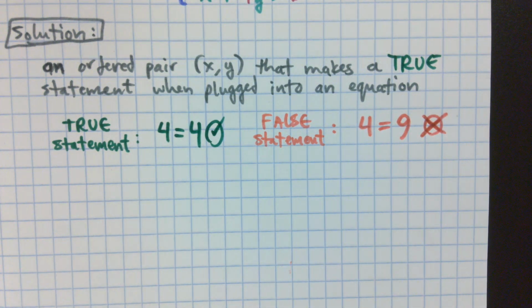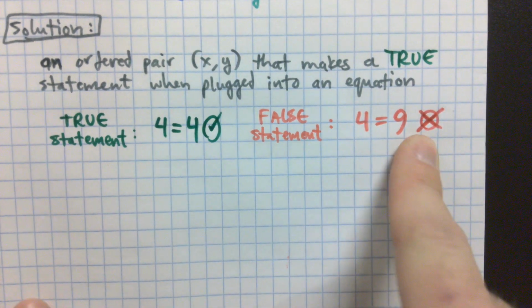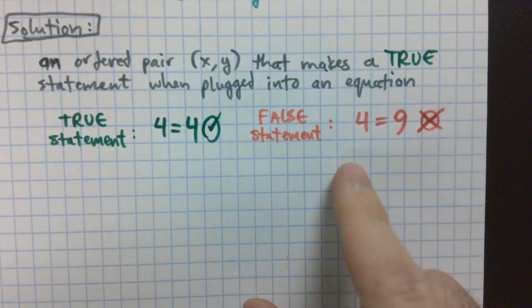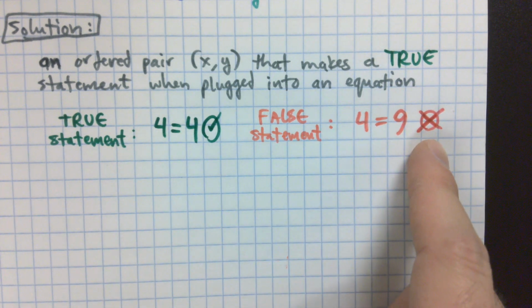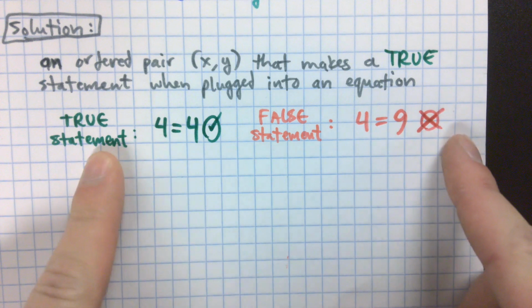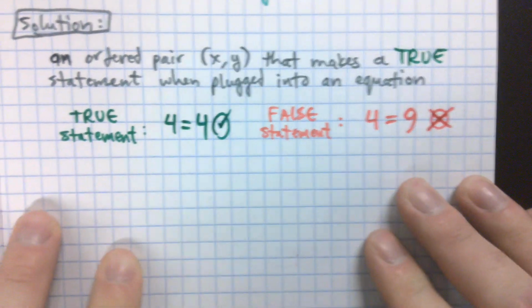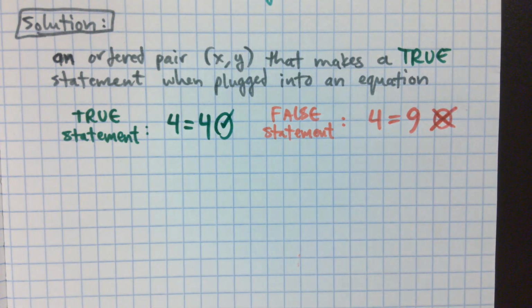If I have 4 homework assignments and you have 4 homework assignments, we have an equal number of assignments. But if I have 4 homework assignments and you have 9 homework assignments, that is not an equal number. That would be false. So hopefully we see the difference here between a true statement and a false statement, because that's what we're going to be looking for on worksheet 27.